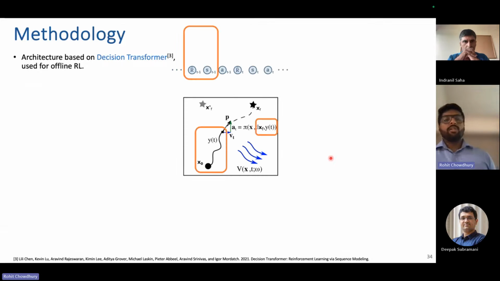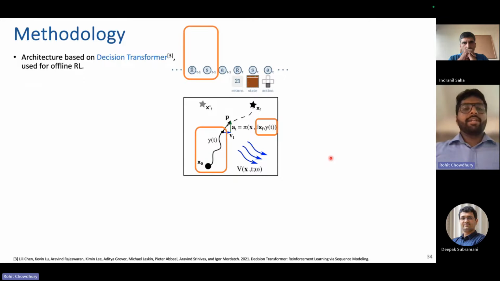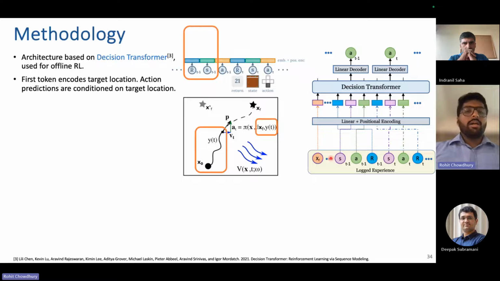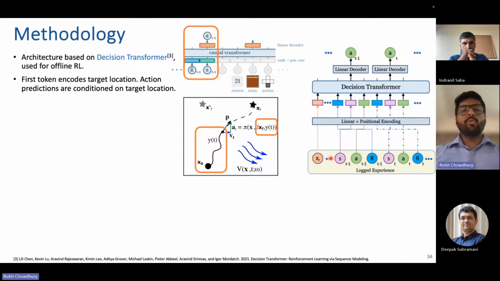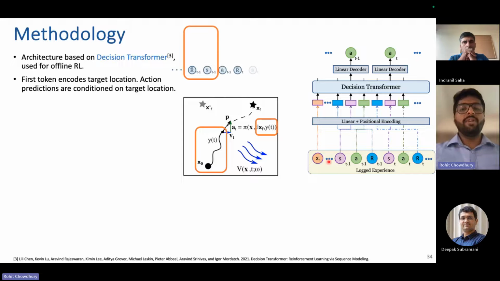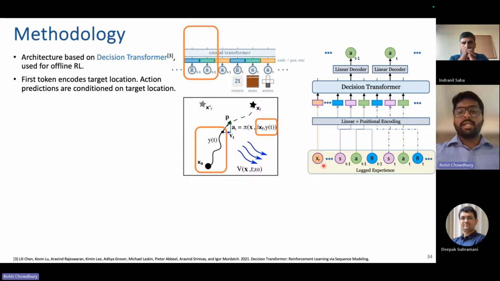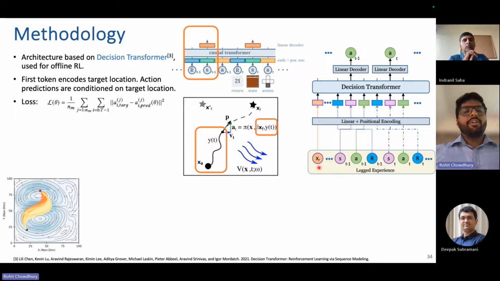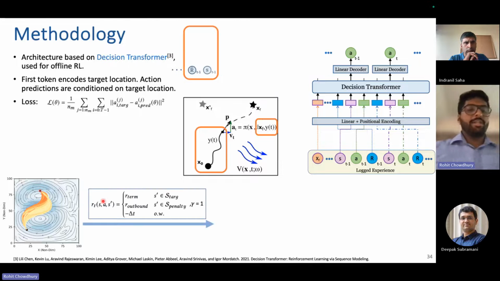Now coming to the overall methodology, as I said, we're using an architecture based on the decision transformer, since it's a natural counterpart to what we want to do. A tweak that we've made is that the first token we've put in is the target location itself, because we want the action to be conditioned on where the agent is headed in the first place. So that conditioning is done. The loss that we're using is a simple MSE loss over the actions.